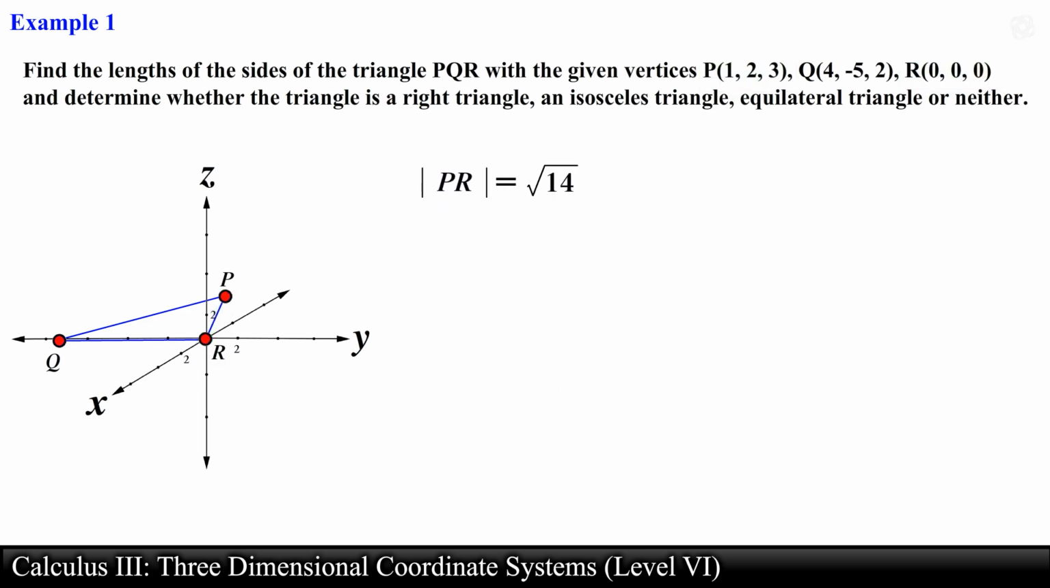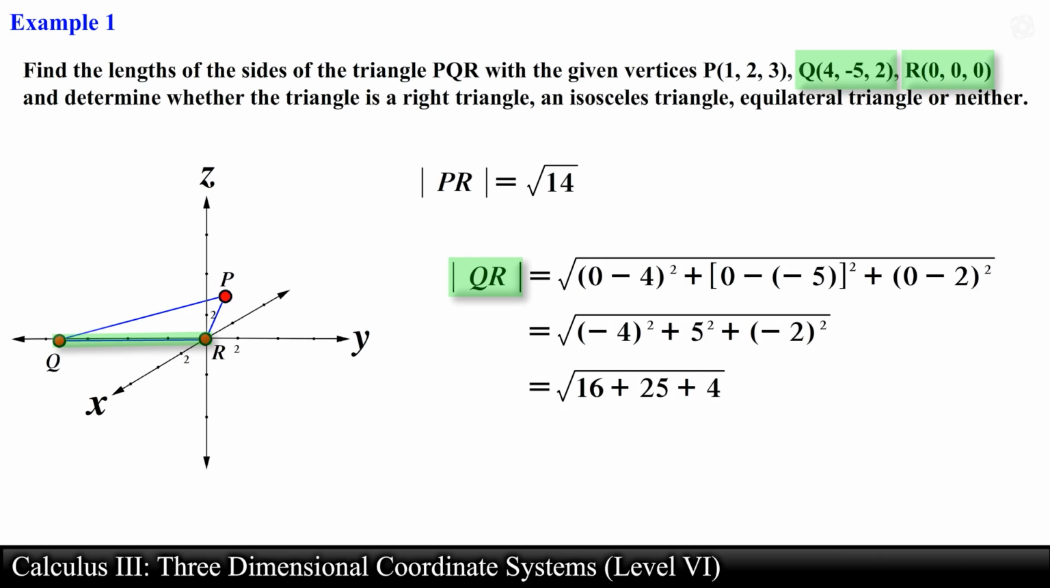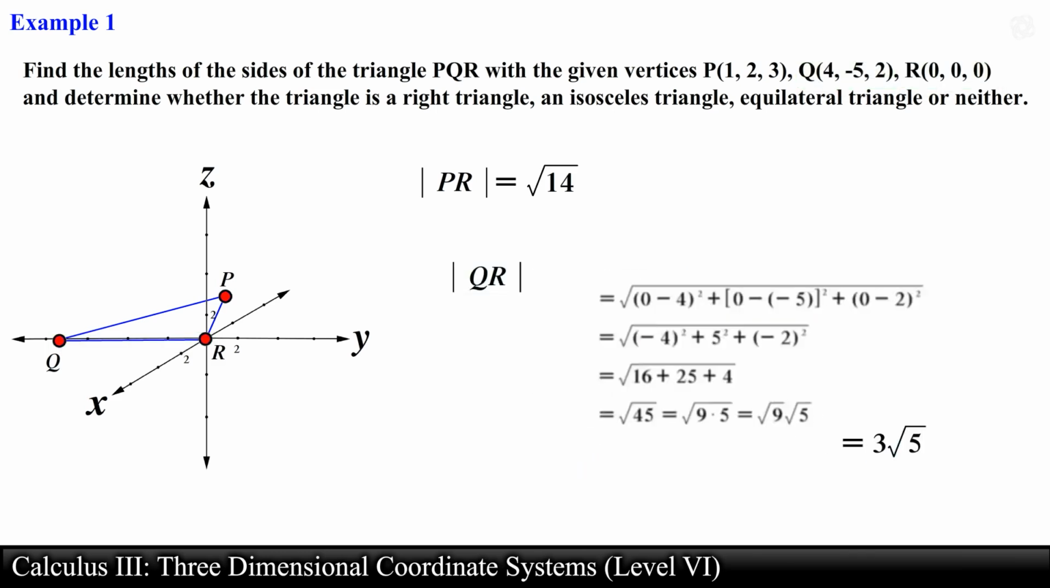In the same manner, we find the length of line segment QR by using the coordinates of point Q and R as follows. We go ahead and square the difference and simplify it by adding the sum. Doing that, we obtain the square root of 45. We can simplify this radical by breaking apart 45 into a product of a square number and one of its factors, in this case, 9 times 5. Simplifying the expression, we obtain 3 root 5.